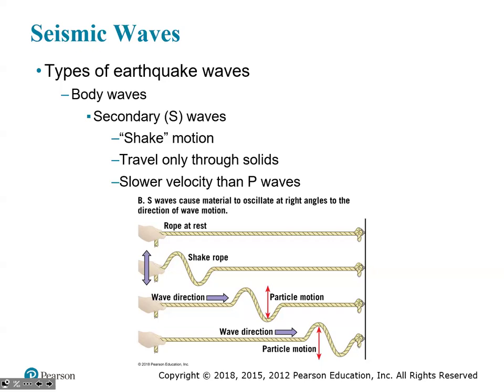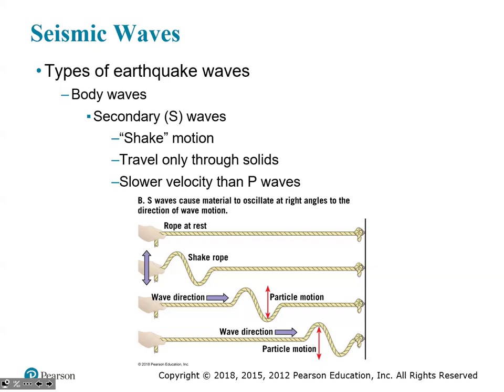So at liquids or gases, they just stop and bounce off. They have a slower velocity than P waves. This means if you measure the difference in time between the P waves arriving and the S waves arriving, you can figure out how far away the earthquake was. This is incredibly useful. And if you do this at 3 places on the Earth, you can figure out where the earthquake started.